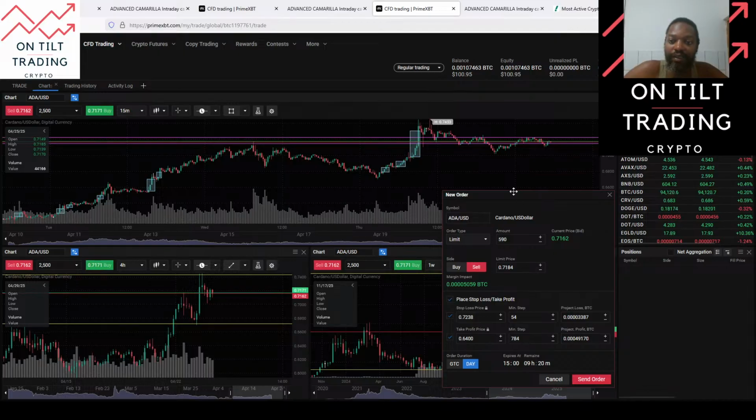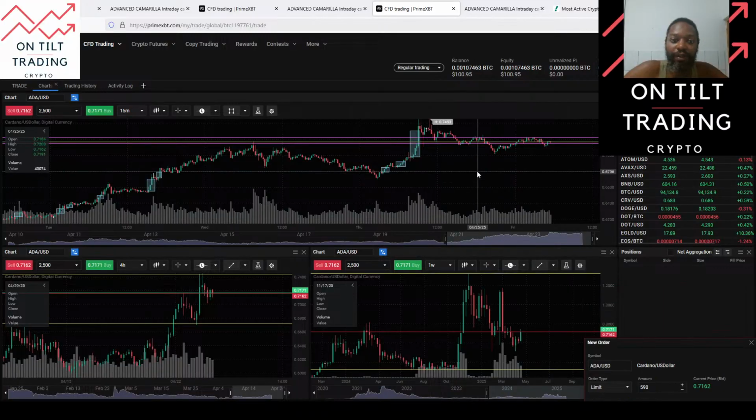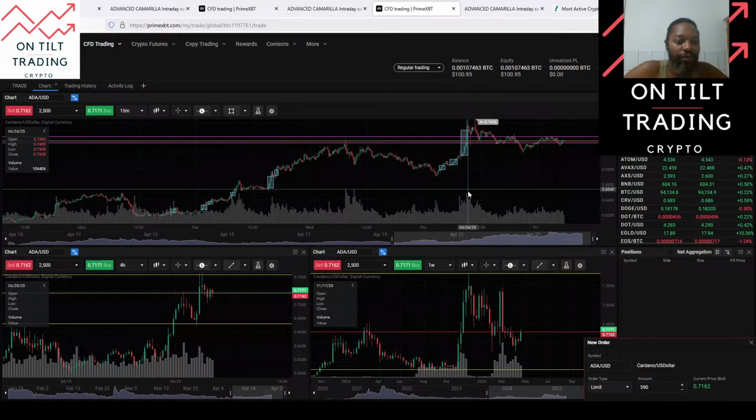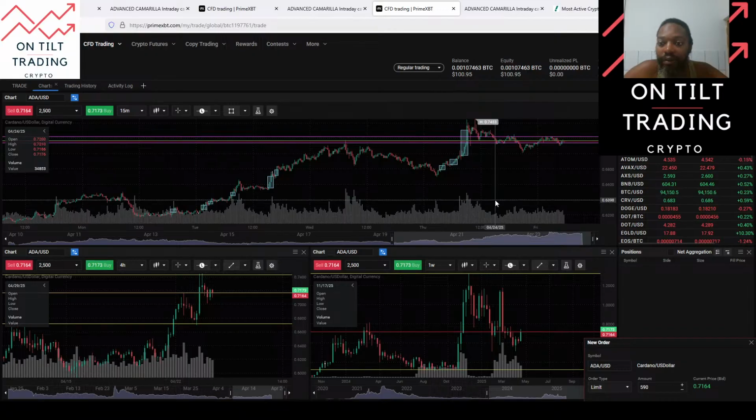So my target is 64.64. So the 0.64 is actually down here. Where are we at? Here. The 0.64 is going to be right here in this area. So I'll be targeting this area here for liquidity. And it also coincides with these fair value gaps that are here.